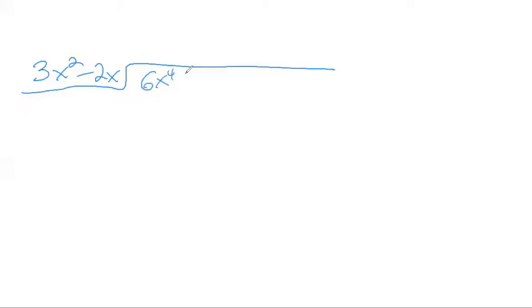So now we are going to go into a little more complicated scenario, where we have, say, we're doing 3x squared minus 2x into 6x to the fourth plus 5x cubed plus 3x minus 5.